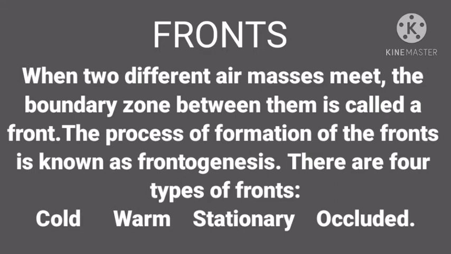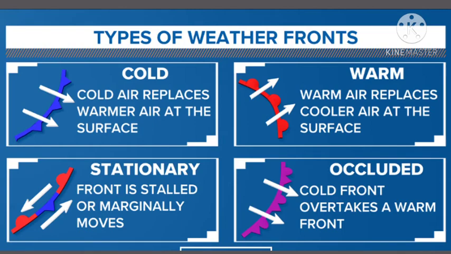The air masses of different densities do not mix readily and tend to retain their identities as far as temperature and moisture are concerned. The boundary zone of the convergence separating the two air masses is called a front. Means when the air mass is divided into two parts due to the convergence of boundaries, then it is called a front.